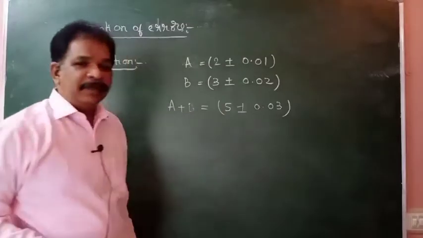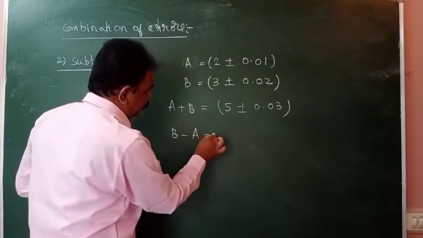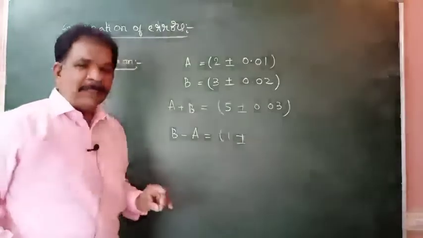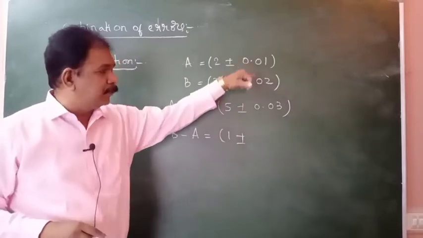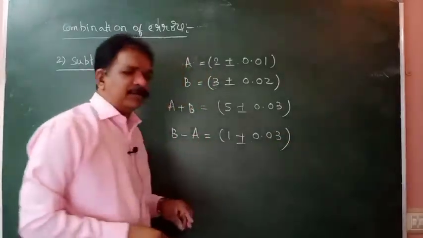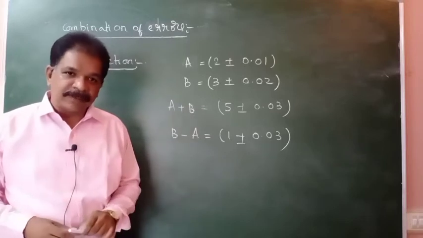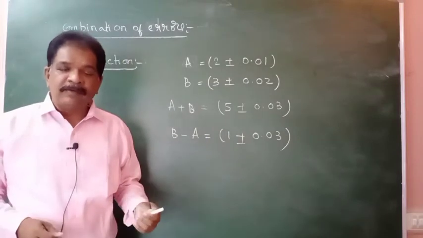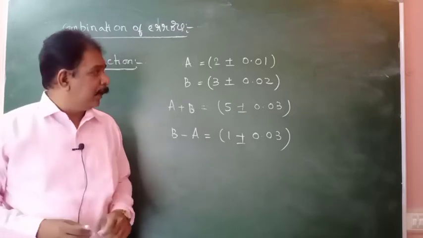Clear? If they ask to find b minus a, so 3 minus 2, that value will be 1 plus or minus. But errors should be added, you remember, don't subtract these two. So this value will be 0.03. Clear? So in addition or in subtraction, always you have to add the errors to get the maximum possible error. If the point is clear, next.